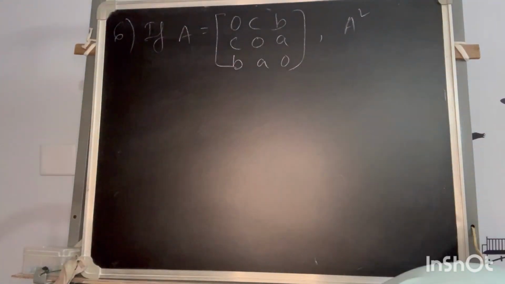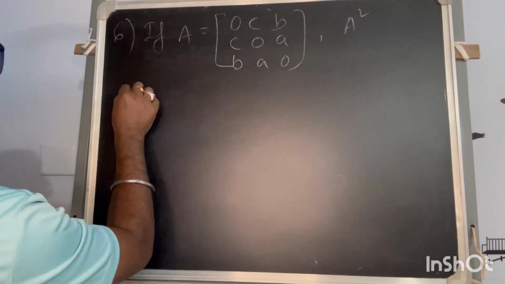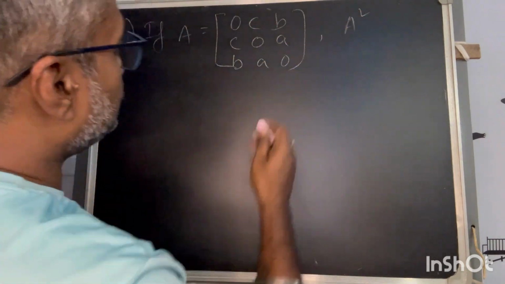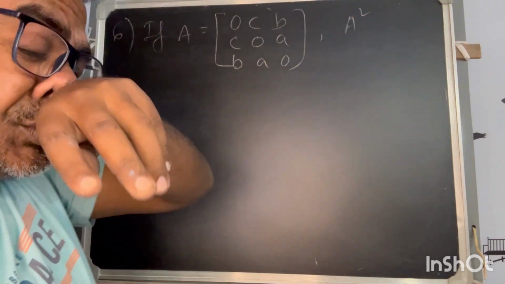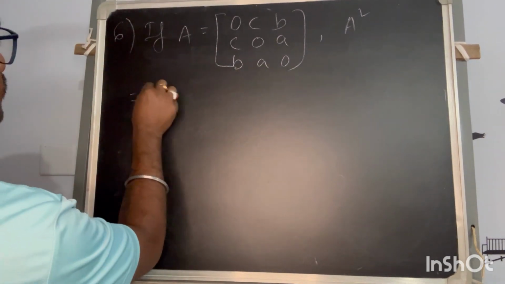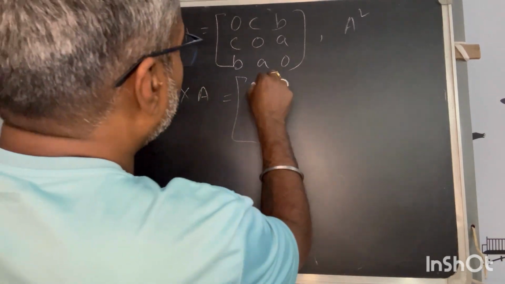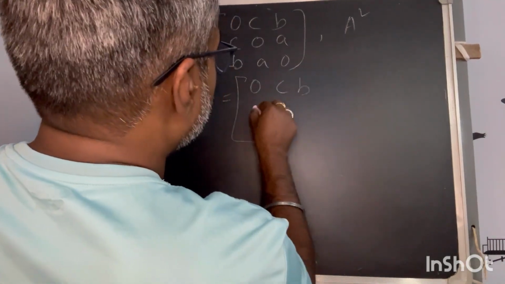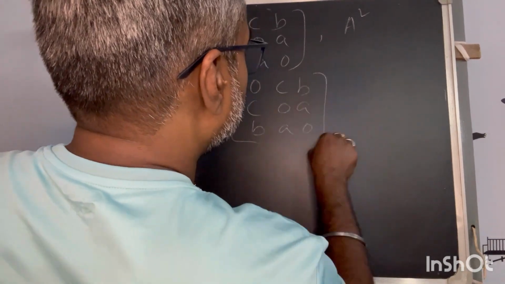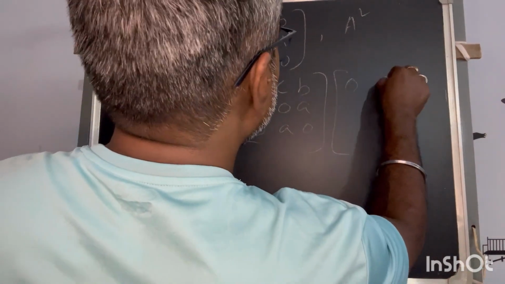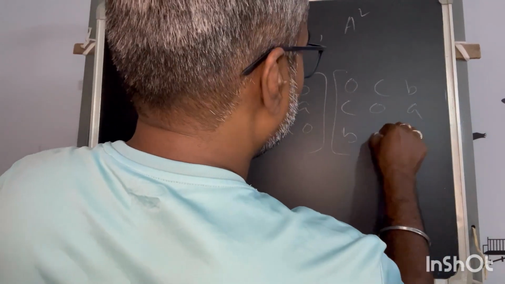Okay. So A square means you are multiplying A into A, but there you need not be worried about the orientation because both are similar matrices. So what you have to do, A into A you have to do. You have to write one after the other in the same manner because both the matrices are the same. Now you have to multiply 0 C B, C 0 A, B A 0.